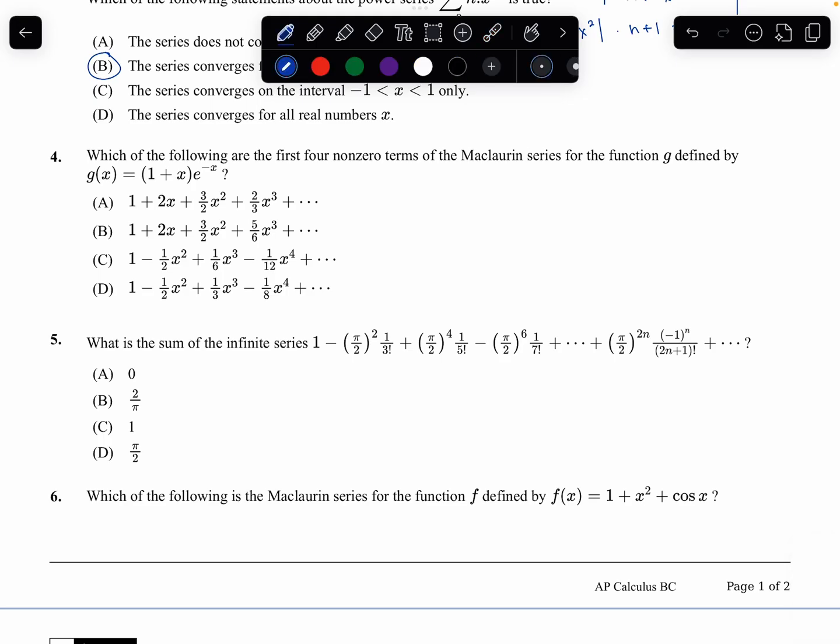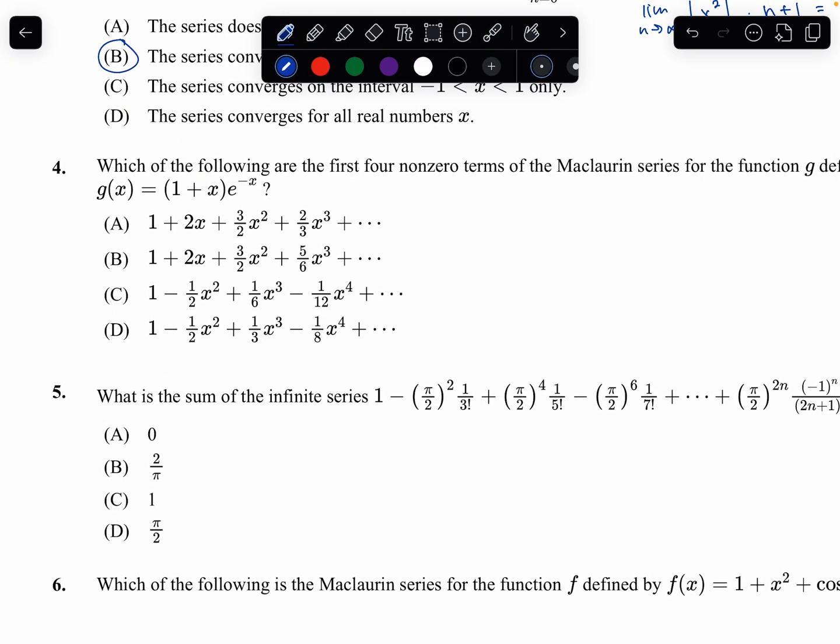All right, for 4. Which of the following are the first 4 non-zero terms of the Maclaurin series for the function g of x defined here? So this is an expansion. First of all, I'm using e to the x. What is the Maclaurin series for e to the x? It's 1 plus x, plus x squared over 2 factorial, plus x to the third over 3 factorial, plus x to the fourth over 4 factorial, and so on and so forth.